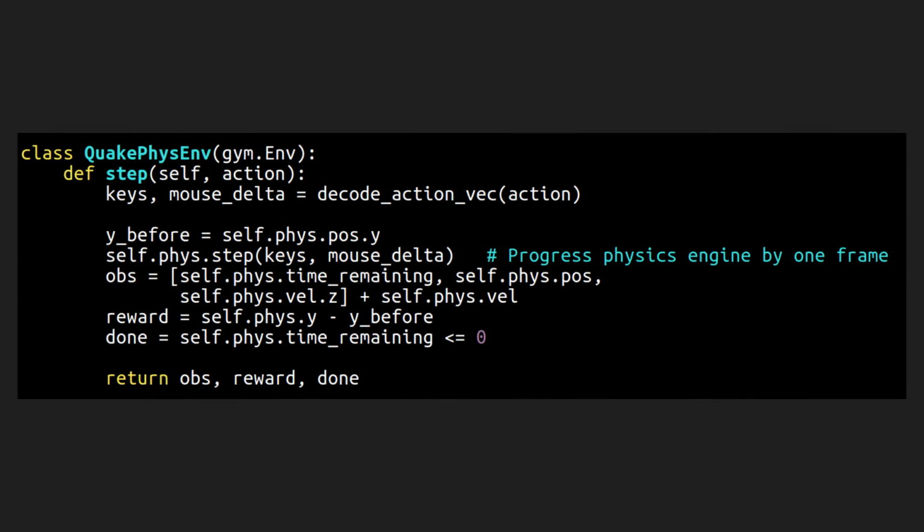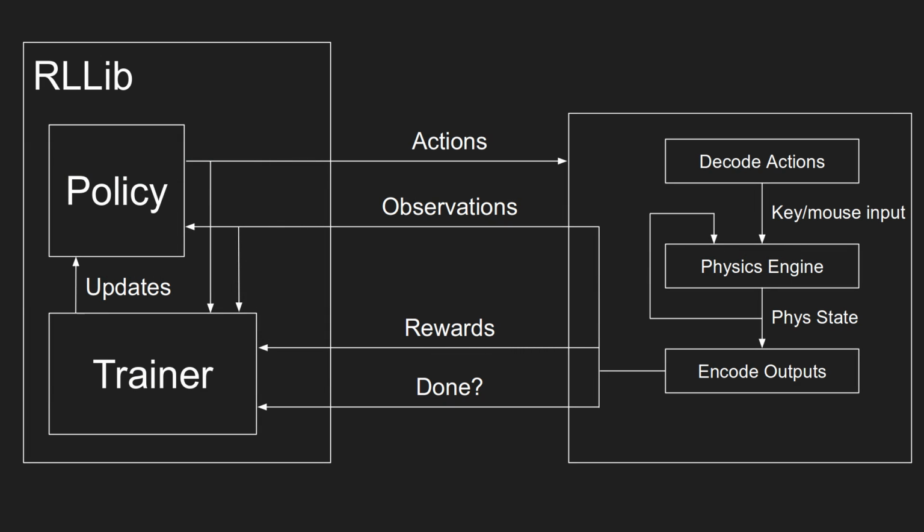The central part of the environment is the step method, which accepts an action vector in the format described by the action space, and returns an observation, the reward for this step, and whether or not the episode has finished. In this case, the implementation decodes the actions, passes them through the physics engine, and calculates the return values. And what about the trainer? How exactly does it maximize the rewards earned by the policy? This is what the field of reinforcement learning is all about: designing an algorithm that can train a policy to perform well given an environment class like the one we just talked about.